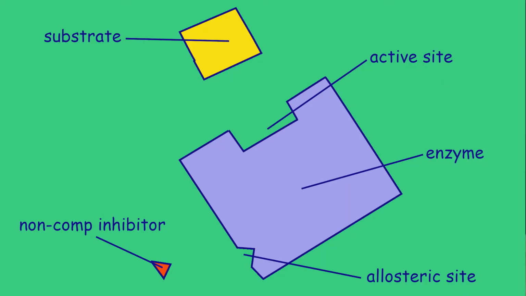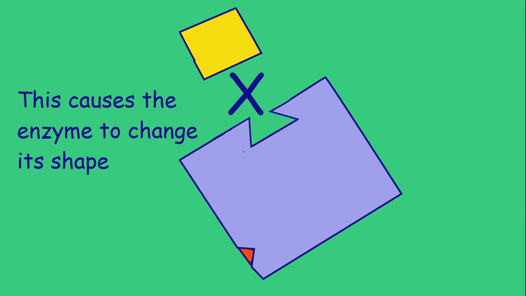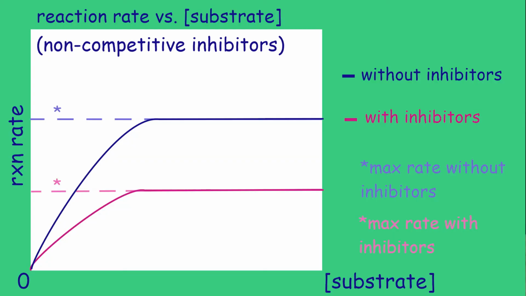Non-competitive inhibitors are sneaky little buggers that bind to the allosteric site of an enzyme. Imagine if someone grabbed your hand. It would be pretty hard to pick up things properly. This lowers the potential maximum rate by putting enzymes out of commission.